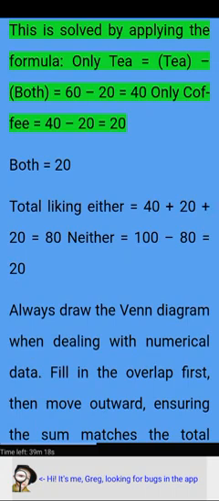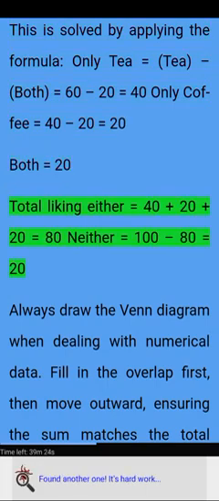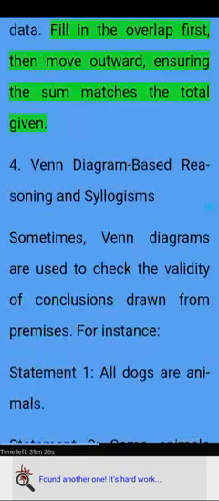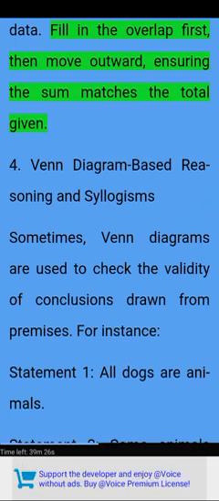This is solved by applying the formula. Only tea equals 60 minus 20 equals 40, only coffee equals 40 minus 20 equals 20. Both equals 20. Total liking either equals 40 plus 20 plus 20 equals 80, neither equals 100 minus 80 equals 20. Always draw the Venn diagram when dealing with numerical data. Fill in the overlap first, then move outward, ensuring the sum matches the total given.